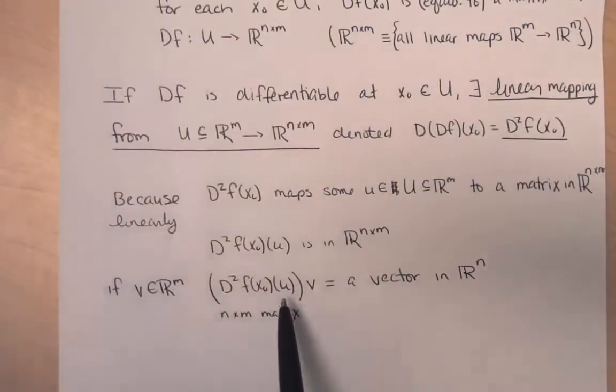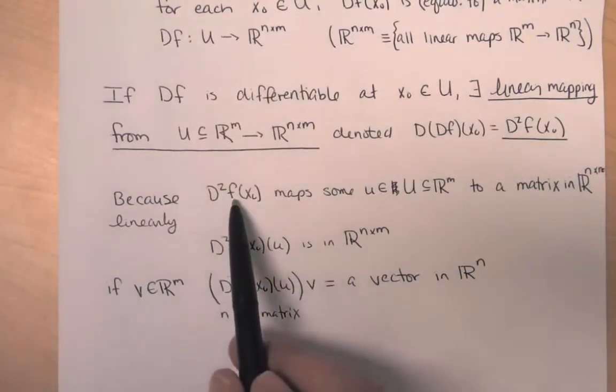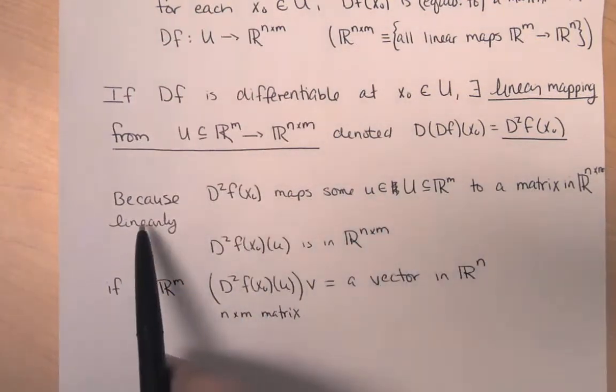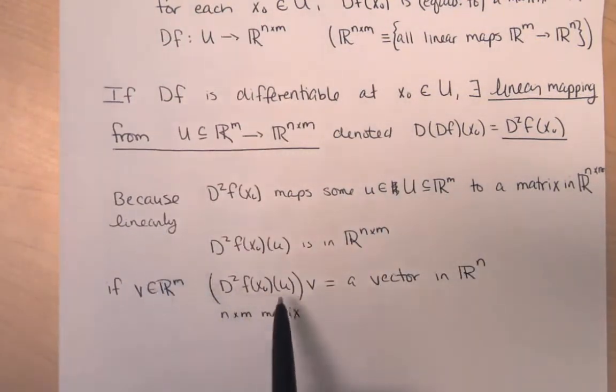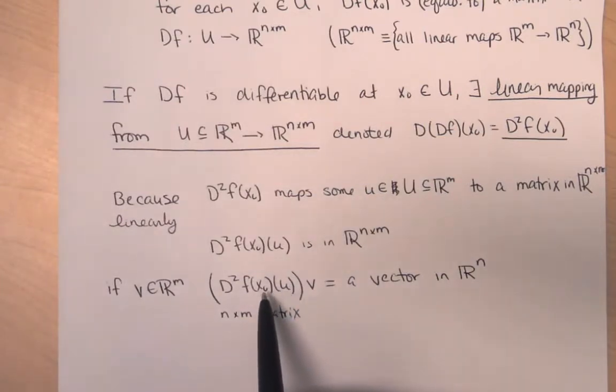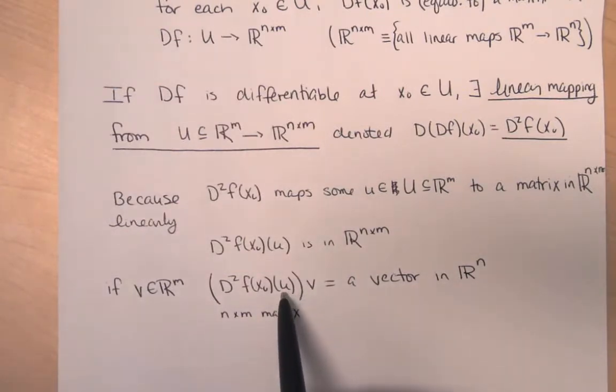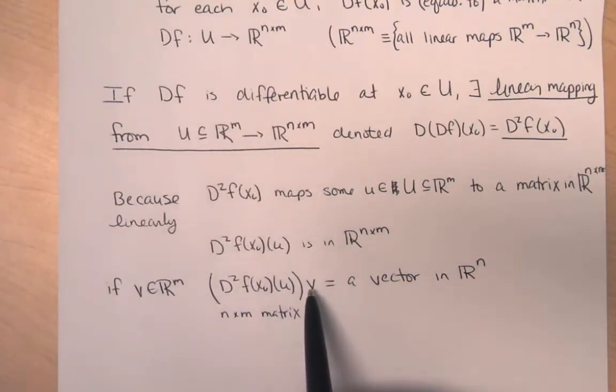So notice that this is linear in two different ways, right? This maps U to a matrix linearly. In other words, I'm linear in the U argument. Also, because when I multiply by V, I'm just multiplying a matrix times V, that's also a linear map. So I have something that's linear in U and linear in V.